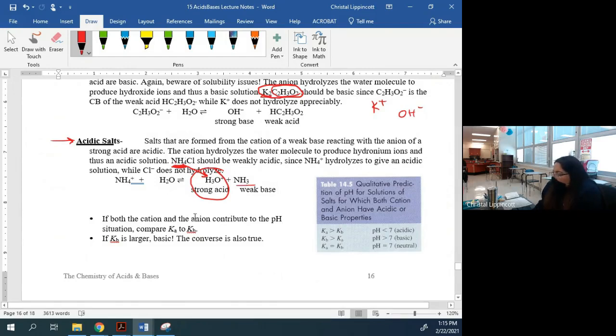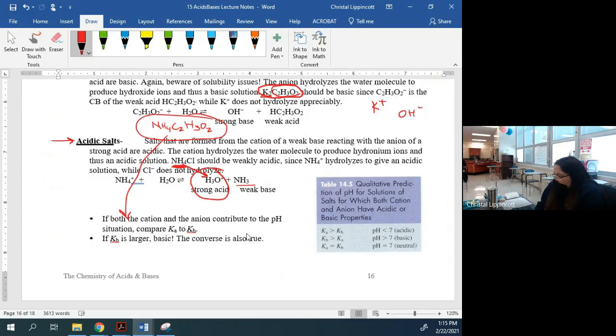Okay, so if both the cation and the anion contribute to the pH, in that situation you have to compare the Kas to the Kbs. If Kb is larger, then it's basic. If it's smaller, then it would be an acid. So if you had something like NH4C2H3O2, okay, this would then be this situation.